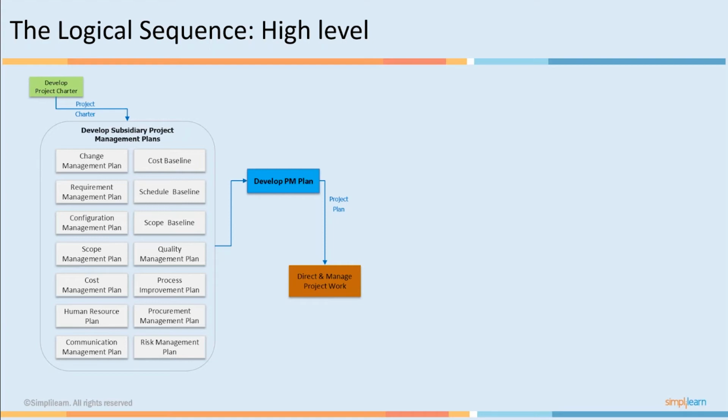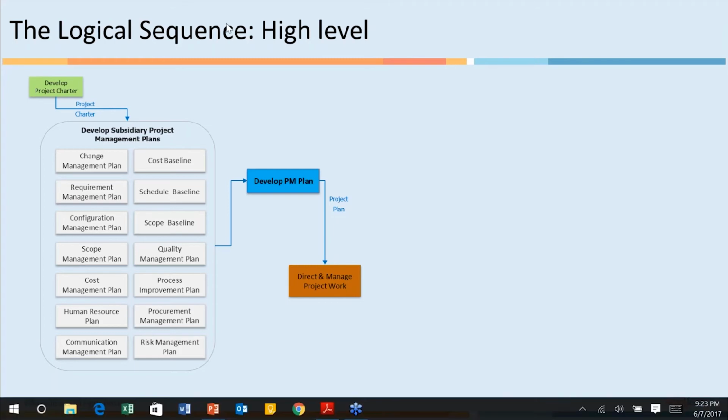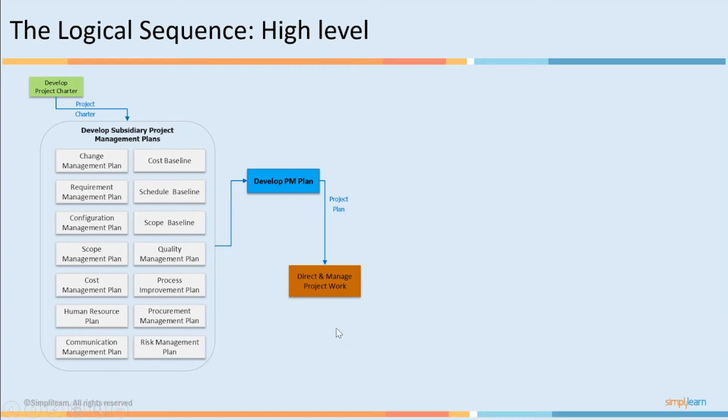So direct and manage project work. Direct and manage project work is where the project manager is going to lead the team and manage the team in doing the work which was planned. And as the team starts doing the work, there would be work results, or you can call that output. And that output is going to be in the form of your deliverables, and along with the deliverables you're going to get your work performance data.